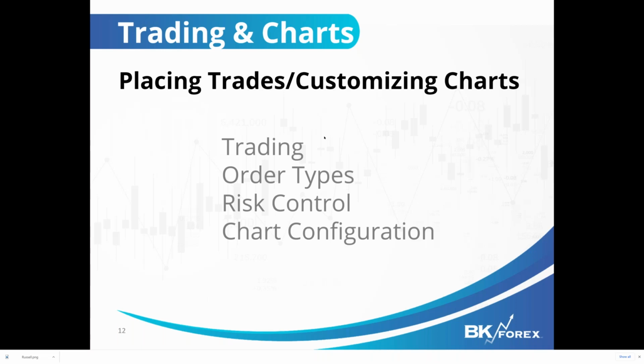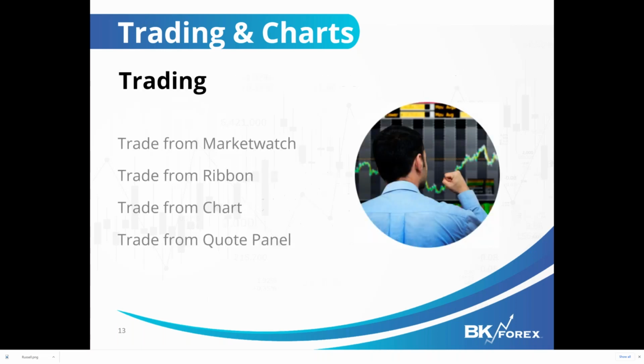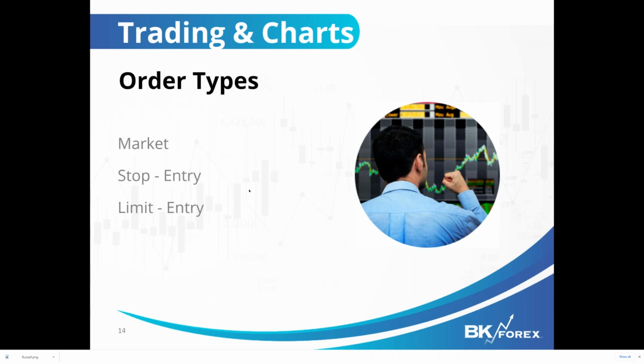Okay, so we're going to focus on the following things in this particular lesson: trading, various order types, how to create risk control over all of our trades, and chart configuration. I'm going to show you how to trade from 4 different places in MetaTrader: from the market watch, from the ribbon, from the chart, and from the quote panel. And order types: market, stop entry, and limit entry.